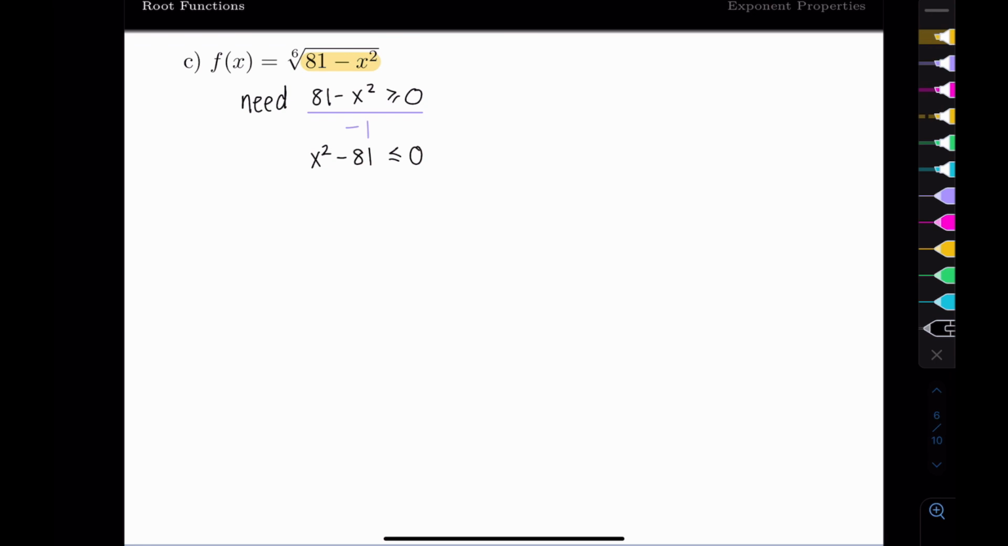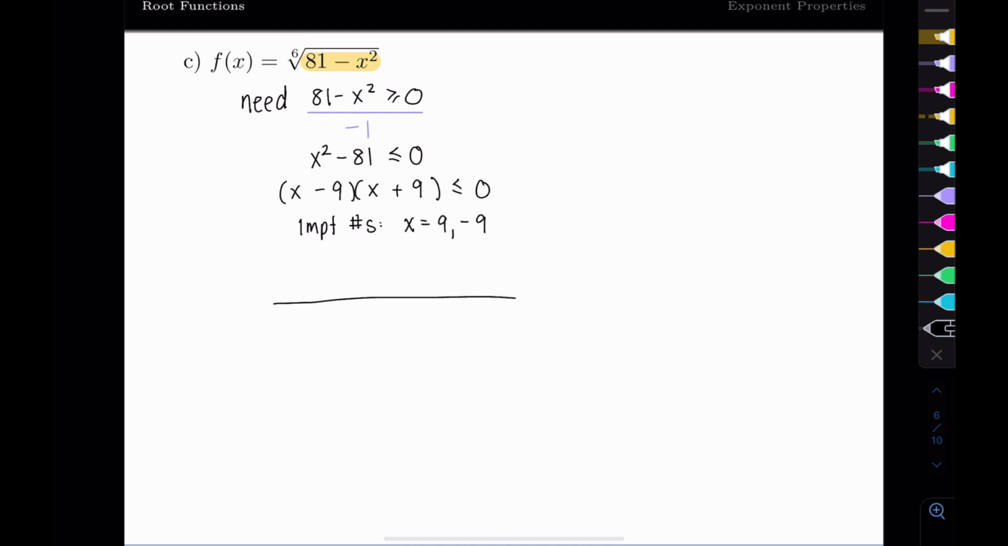So now it's set up really nicely. We can indeed factor this. We need an x in the first spot to give us x squared. To get to minus 81, we need a -9 and a +9. And then we can check our outer and inner cancel each other out. So this gives us the correct factoring. So our important numbers for interval testing are going to be 9 and -9.